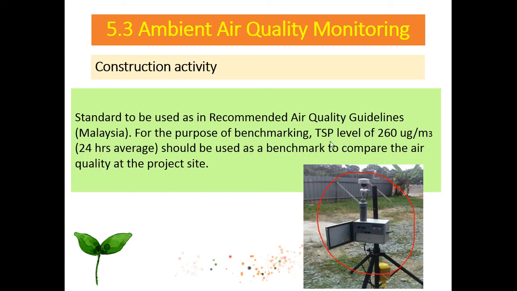This is the range: TSP 260 micrograms per meter cube, as the benchmark. So it must not exceed TSP 260 and also the baseline. So these are the two levels for air pollution that the construction area needs to comply with.